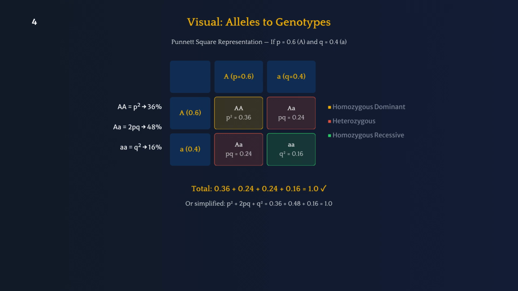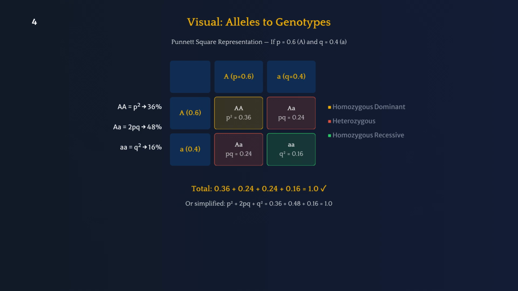Let's assume the frequency of allele capital A is 0.6, and the frequency of allele small a is 0.4. Notice something? 0.6 plus 0.4 equals 1, because these are the only 2 alleles in this gene. Now let's build a Punnett square. One parent can contribute either capital A or small a. The other parent can also contribute capital A or small a. Every box tells us the probability of a genotype.